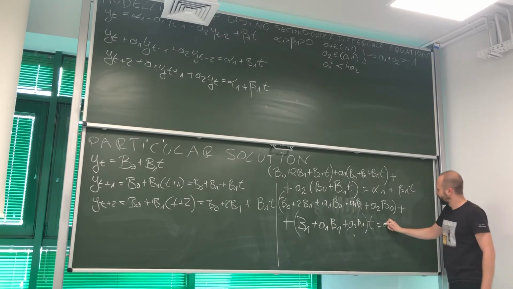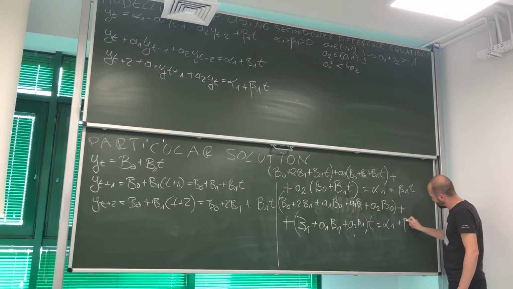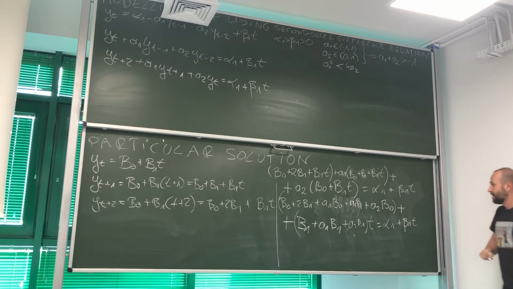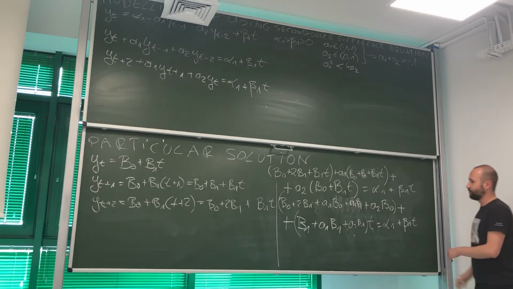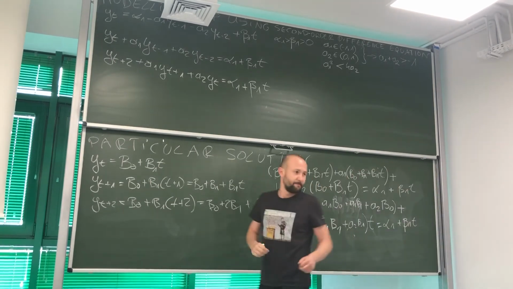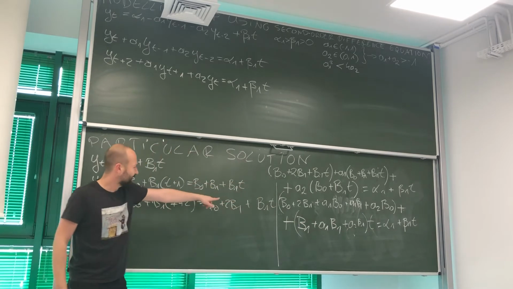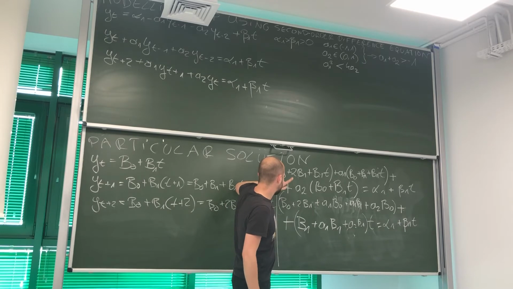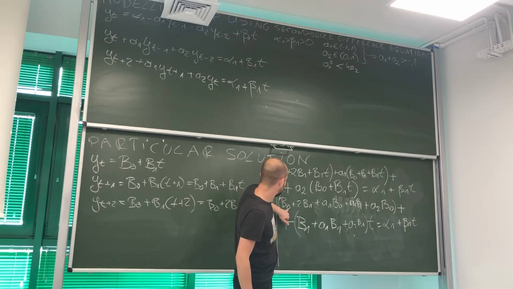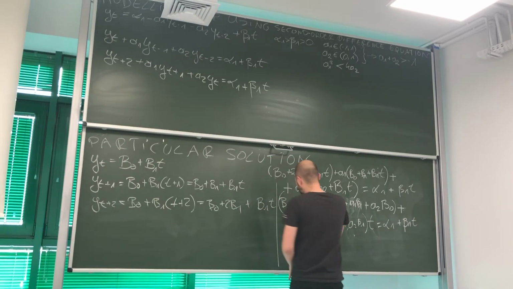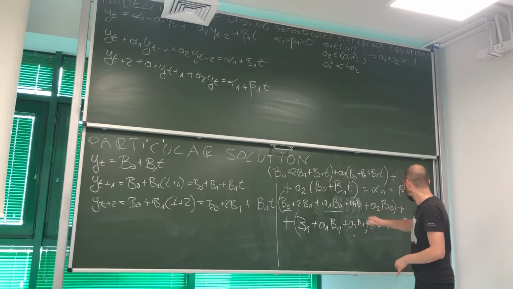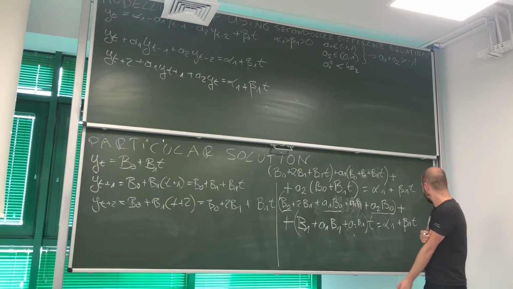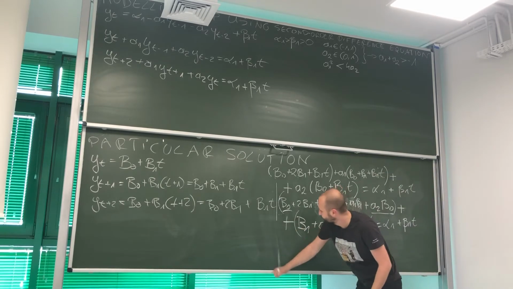Okay, and this is equal to alpha 1 plus beta 1t. Okay, what more can we do? Well, the nice trick to deal with this expression is to divide those expressions into the ones that are associated with b0. So look, we've got this one, and this one, and this one. So I can simply write that.